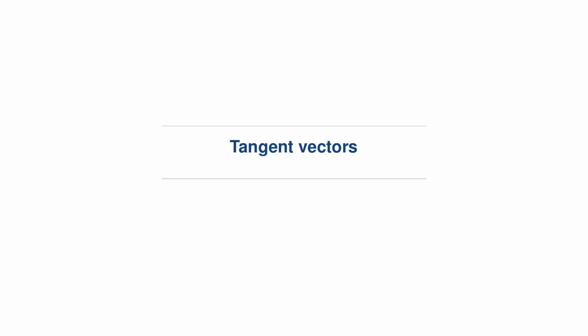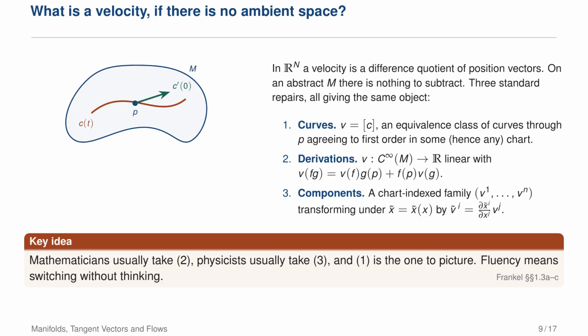Third section, tangent vectors. We have configurations. Now we need velocities, and there is no ambient space to take differences in. Here is the question. What is a velocity if there is no ambient space? In R^N, a velocity is a difference quotient of position vectors. On an abstract manifold, there is nothing to subtract. There are 3 standard repairs, and they all produce the same object.